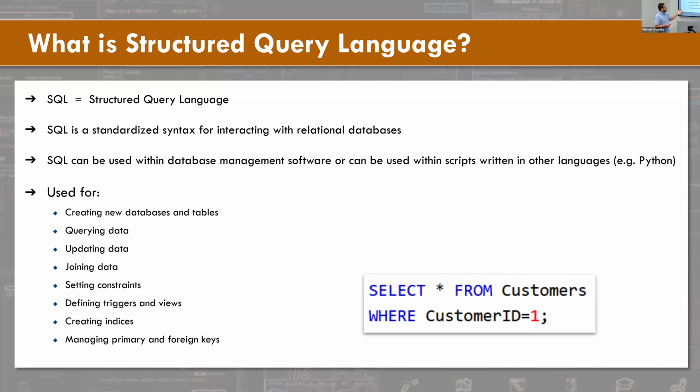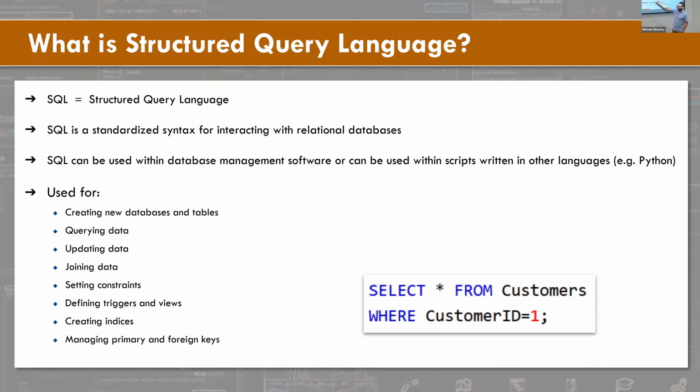We can create indices that make it faster to retrieve information, and we can manage those primary and foreign keys that are so important for working with related tables. And so we can see here a very, very simple example of a query written in structured query language. We can see certain words are highlighted in all caps and in blue. Those are key parts of the syntax. So those are things that are defined as part of the SQL syntax.